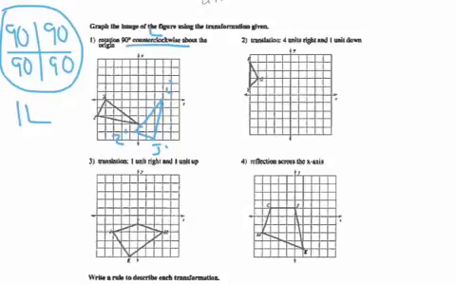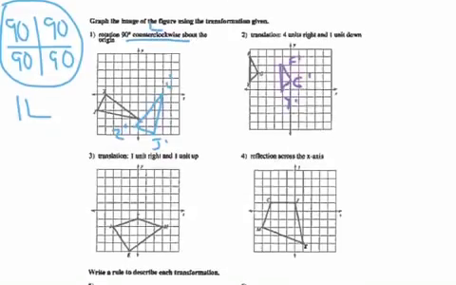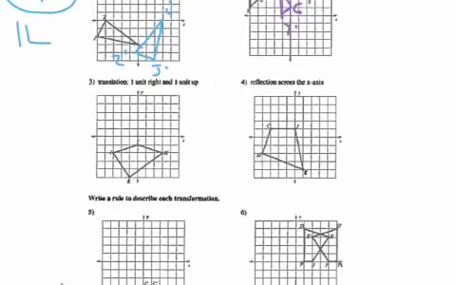For translations, 4 units right, 1 unit down. That's literally what you're doing for every single point. So I'm going to move it 4 units to the right, 1, 2, 3, 4, and 1 unit down for every single value. So this is where F prime would be located. For G, move it 1, 2, 3, 4 to the right and 1 unit down, G prime, and Y prime, 1, 2, 3, 4, and 1 unit down. You would have something that looks like this. Number 3, you could try that on your own.